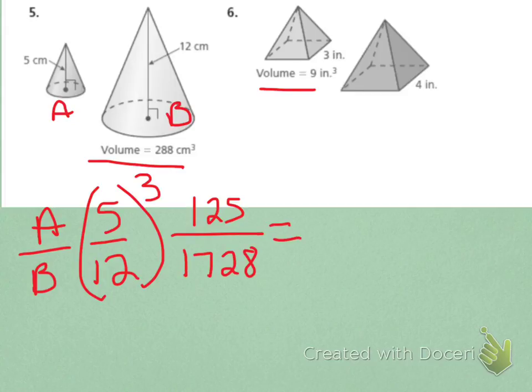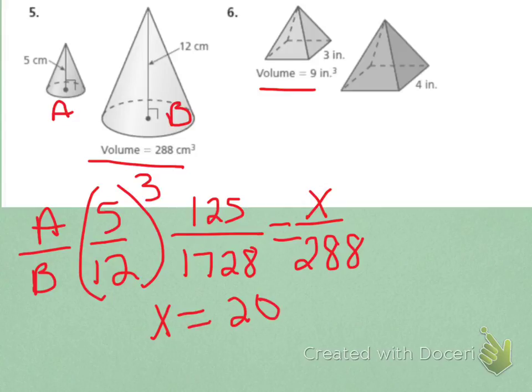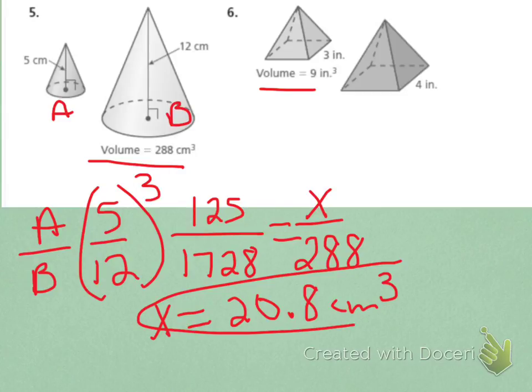We are given the volume for B. So then we're going to set up x over 288. Cross multiply, divide, x equals 20.8 centimeters cubed. So the volume of cone A would be 20.8. Let's try another one.